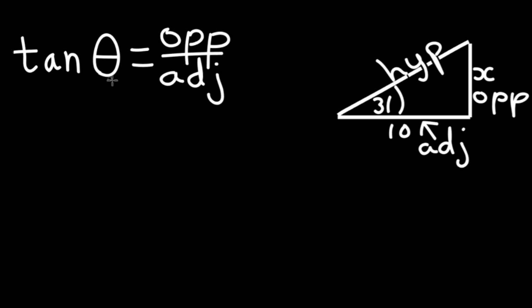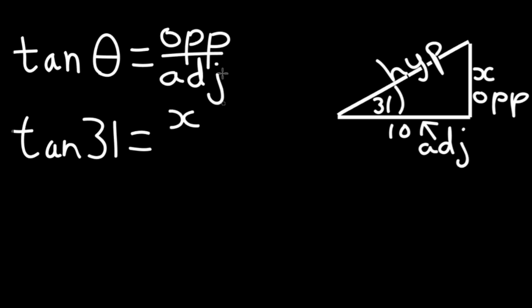The next step is to write out the tan tool as an equation. From this point on, we'll write the equation with theta next to the trig tool, like this. We can now substitute our known values into this equation. Theta is 31, so we write tan 31. The opposite side has a value of x, indicating that we don't know it, but we do need to know it. Divided by the adjacent side, which we know is 10.